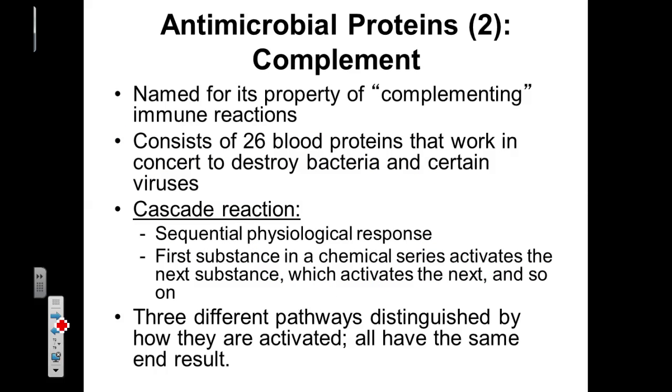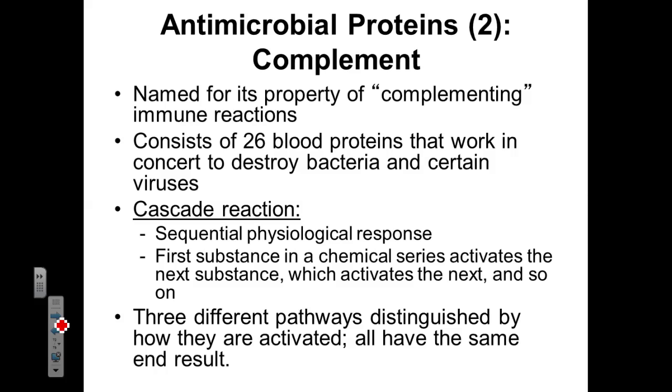Let's move on to another category of antimicrobial proteins, the complement proteins. These complement proteins are called that because they can complement the immune system responses. It's a category of up to 26 different proteins that work together to destroy bacterial cells and a couple of viral particles. It has a cascade reaction where we have a sequence of events that need to occur in order to activate our complement system. And there are three initial pathways we can use to trigger the complement system.